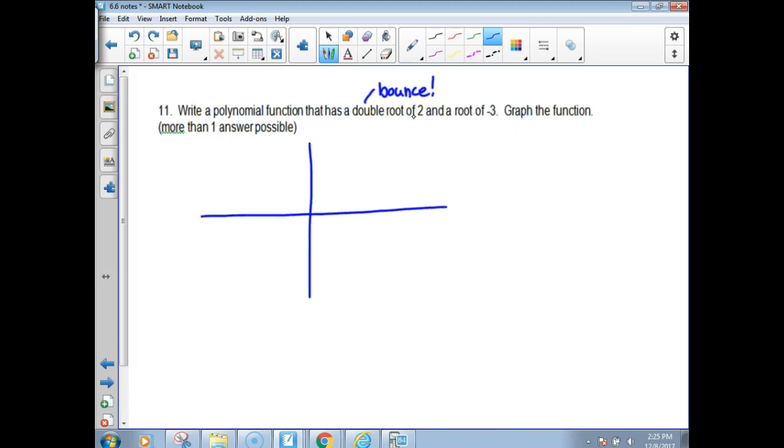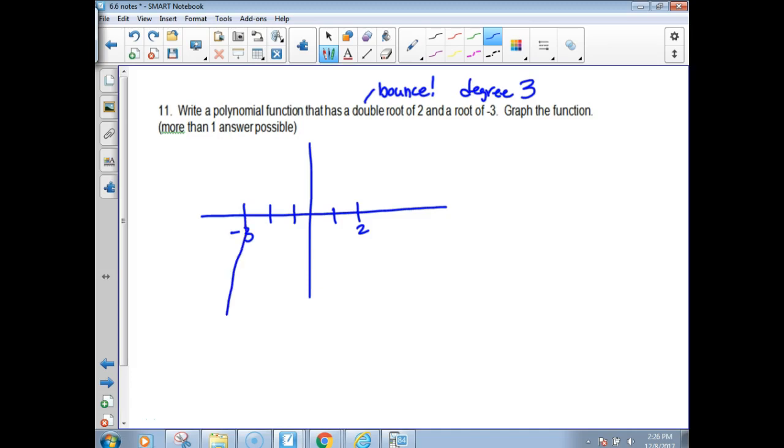It says a double root of 2 and a root of negative 3. I just like to draw the picture. So if it's a double root of 2 and a root of negative 3, what's the degree? It's at least degree 3. That's 3 answers, right? So it's at least degree 3. Or it could be, it's got to be an odd degree though. Odd. All right, so it's like doing something like this.